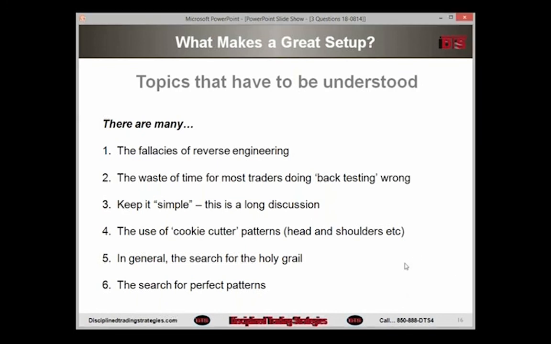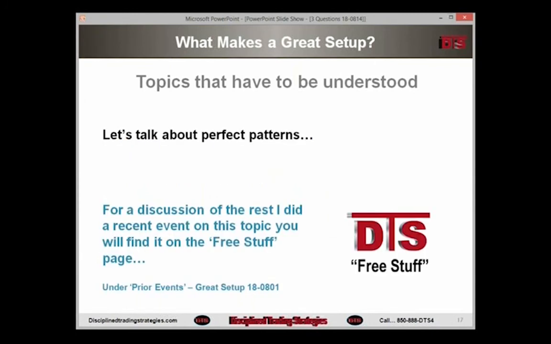The search for perfect patterns. It is a common thing that a lot of instructors and a lot of people will say, and it's a good comment in some ways: look for perfect patterns. Just trade perfect patterns. Okay, just trade perfect patterns.